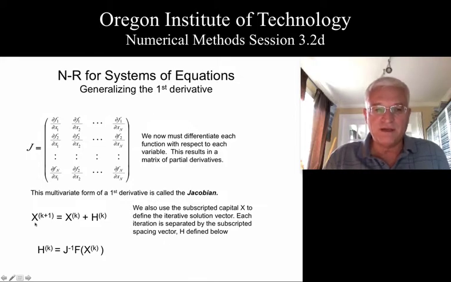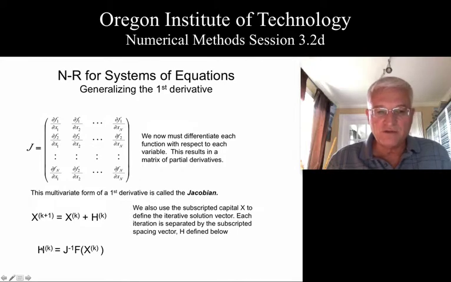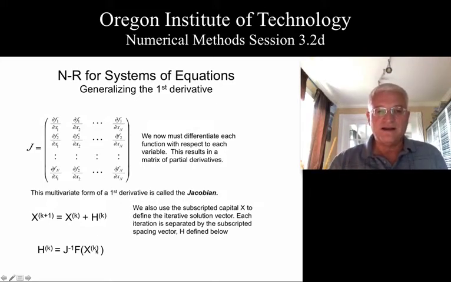The other change we need to make is our solution will be a vector. And what we have is the k plus first iteration of the vector solution x, meaning x1 through xn, will be the previous vector plus an adjustment vector. This adjustment vector will be the inverse of the Jacobian times the vector function of the vector solutions. So the vector function is f1 through fn, and x of k is going to be x1 through xn on the kth iteration.